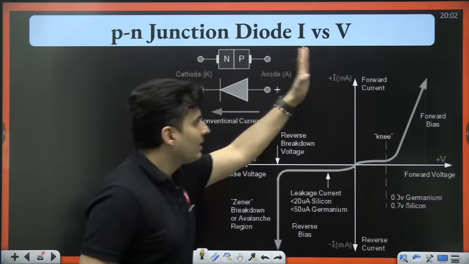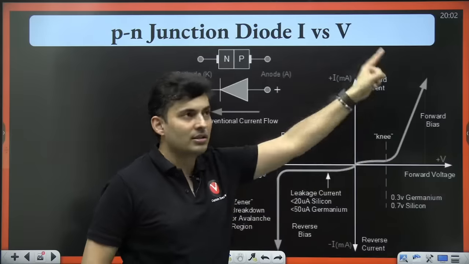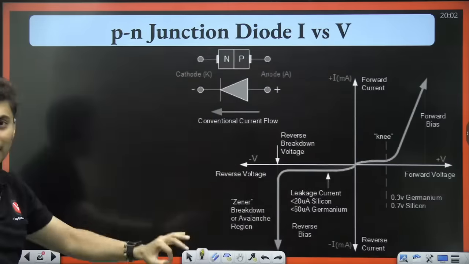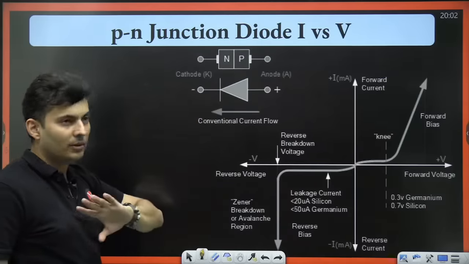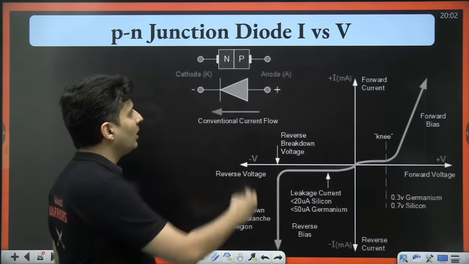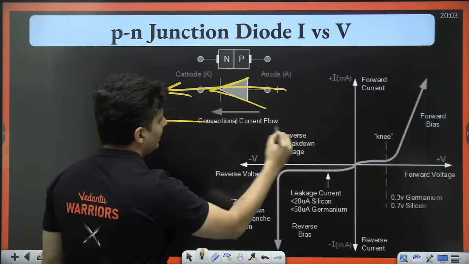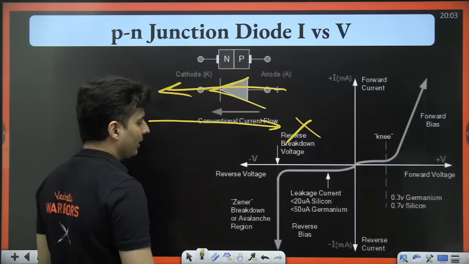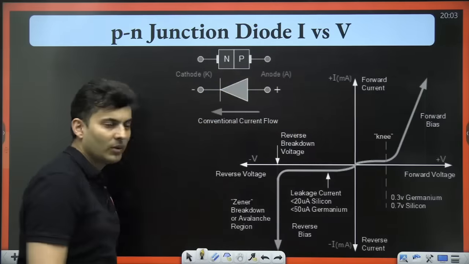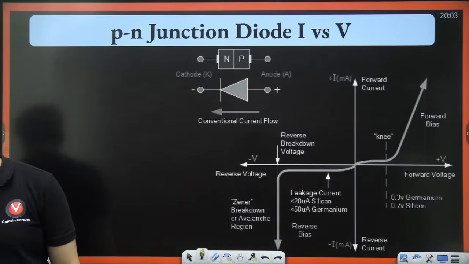So this is the current-voltage characteristics of a PN junction diode. You should know it in and out. This is the symbol of a diode. This arrow mark tells you in which direction it allows the current. In the other direction, it will block the current. Okay? Keep all these things in mind.